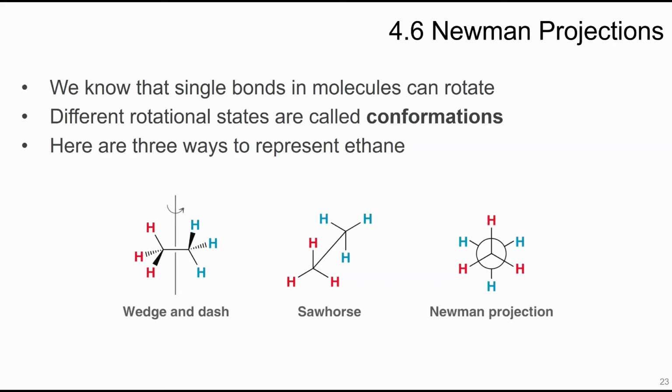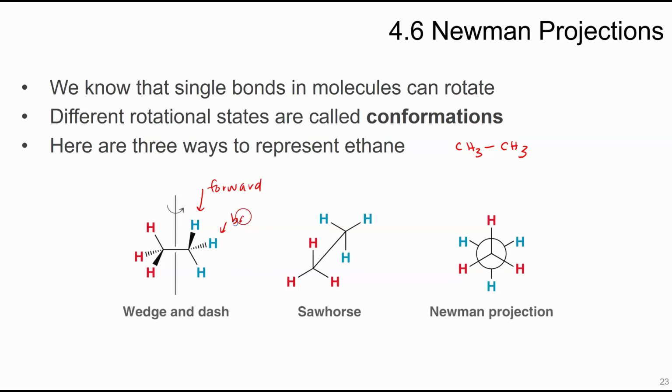Newman projections. We know that single bonds in molecules can rotate, as you just saw. Different rotational states are called conformations, and there are 3 ways to represent ethane. So ethane is CH3, CH3. There's the wedge and dash method. Remember, wedges mean that it's forward.